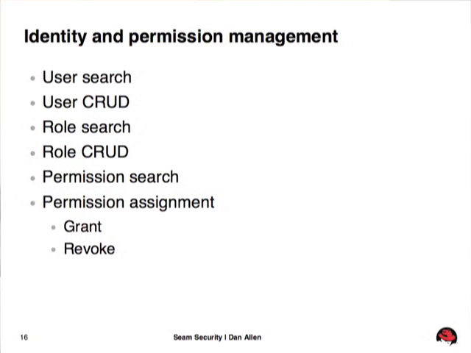Now, one of the nice parts, going back about using the annotations on your entities to do authentication, is that when you activate that, Seam then also knows how to create users, delete users, and the whole CRUD operation. That's what this user search and user CRUD, role search and role CRUD are based on. The permission search and permission assignment are the ACLs. So those also have annotations, and they map very similarly to what I showed you with the member and the role.